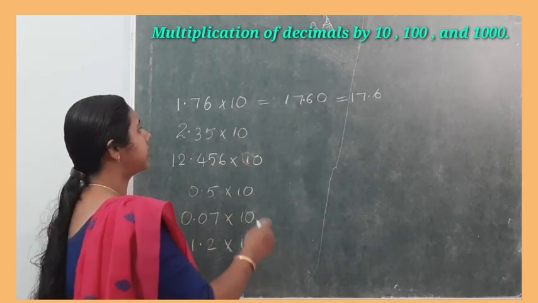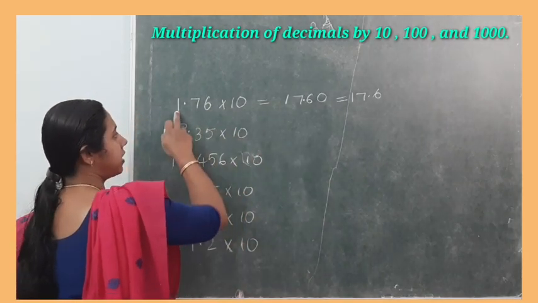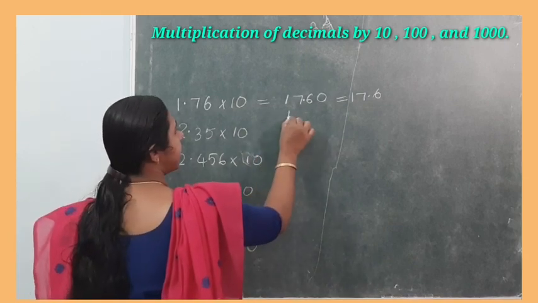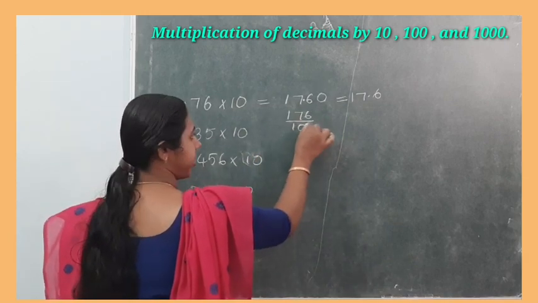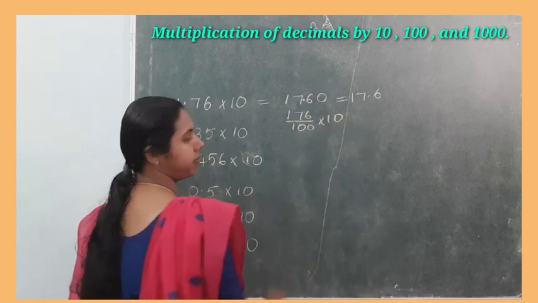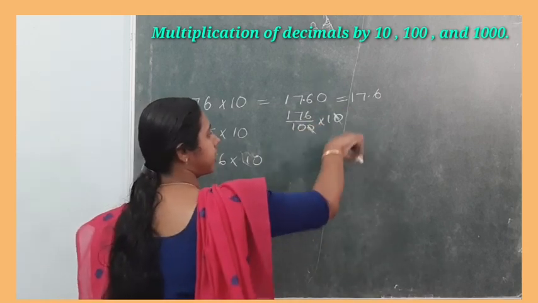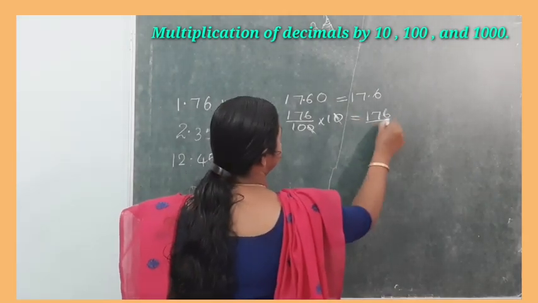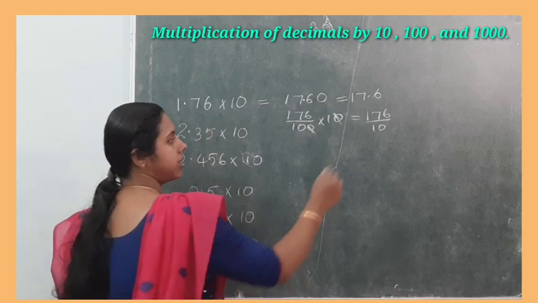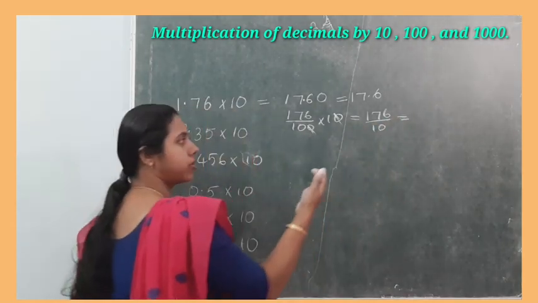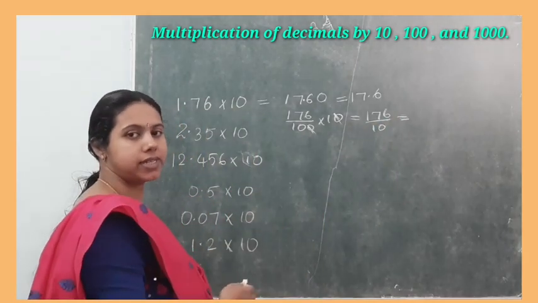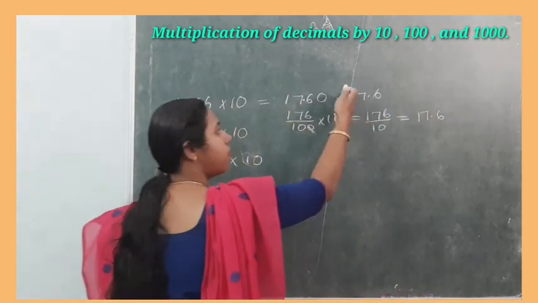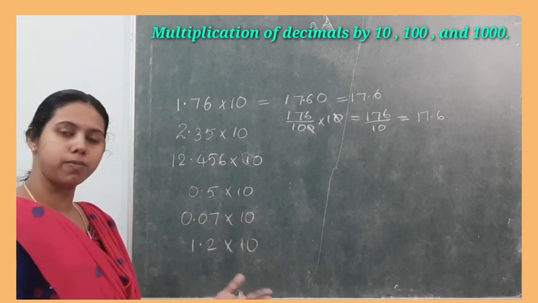Or you can do the other method. You can use the fraction method. 1.76 we can write it as 176 by 100 into 10. Here 10 is cancelled. Then what is left here? 176 by 10. That is equal to, we know how to convert the fraction into decimals. 1 zero, so 1 decimal place, so 17.6. Both the answers are same. You can do in both ways.